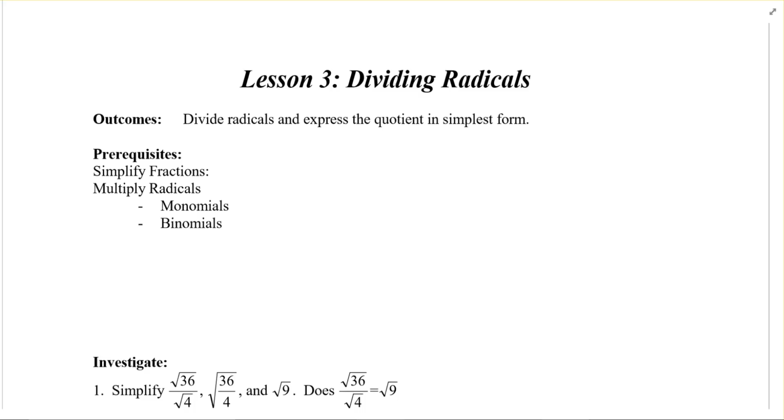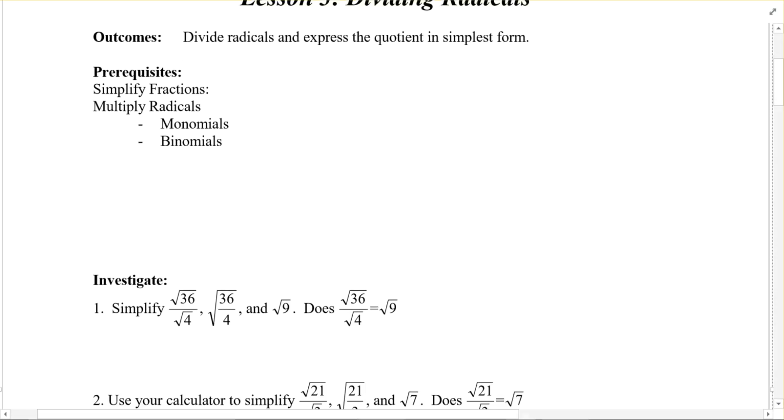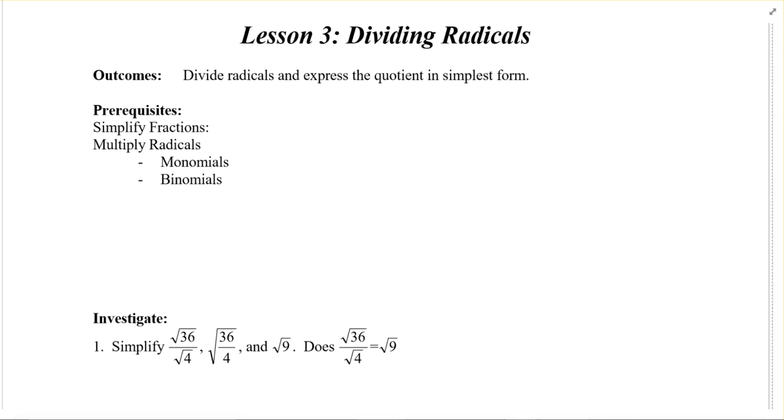Lesson 3, dividing radicals. Okay, so up until now, we've talked about what radicals are, how they convert from entire to mixed radicals or mixed to entire, and we've also talked about adding radicals. That was really like combining like terms. And then we did multiplying radicals, which was pretty straightforward. Dividing radicals is going to be similar to multiplying, but obviously we're just dividing now.